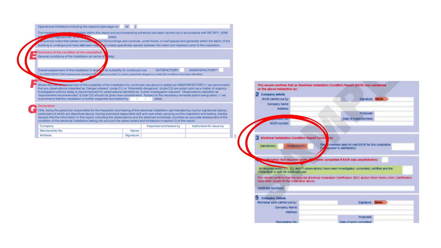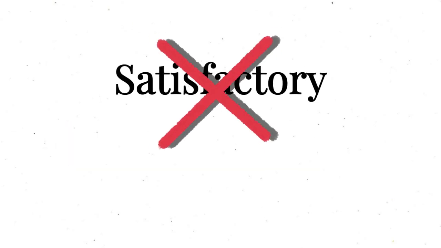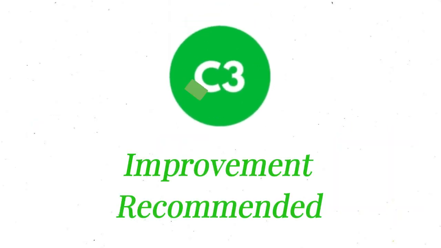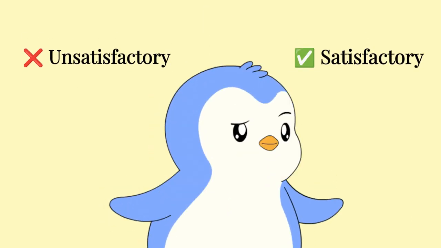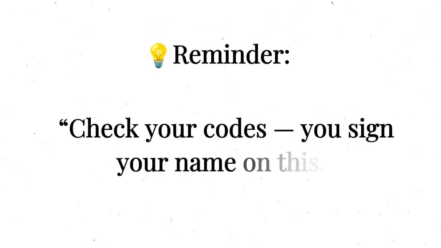Section E, Summary and Outcome. This is where you declare the installation as satisfactory or unsatisfactory, with listed C1s, C2s. You cannot mark satisfactory if there's a C1 or C2 on the report. C3, that's improvement only, still passable. Check your codes. You sign your name on this.